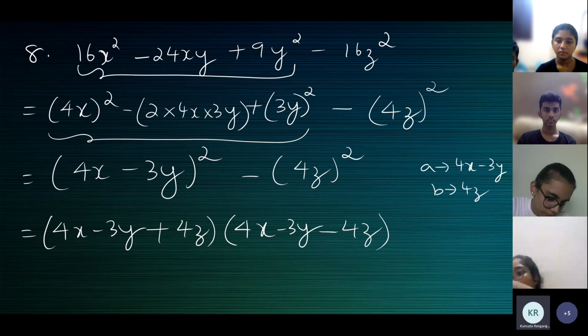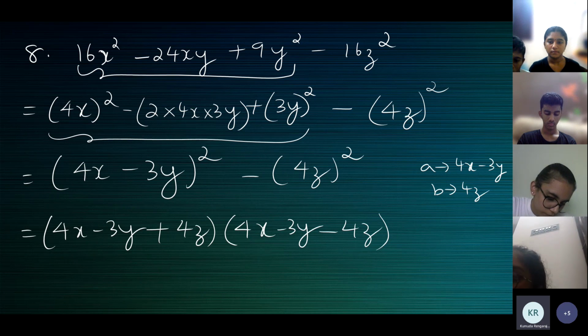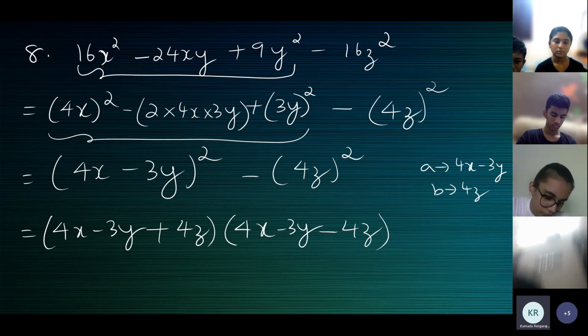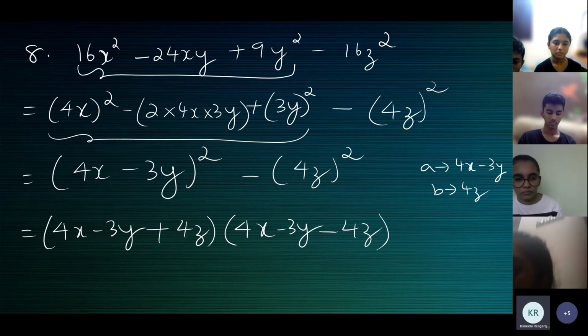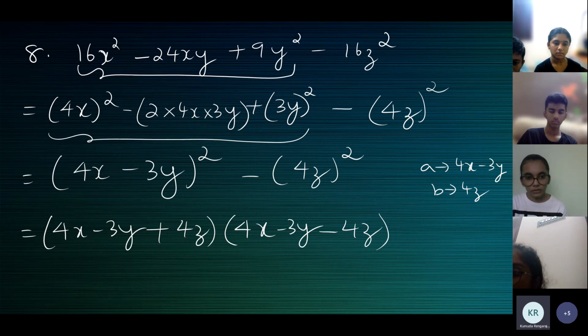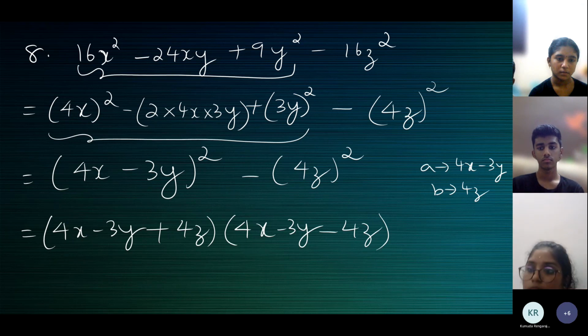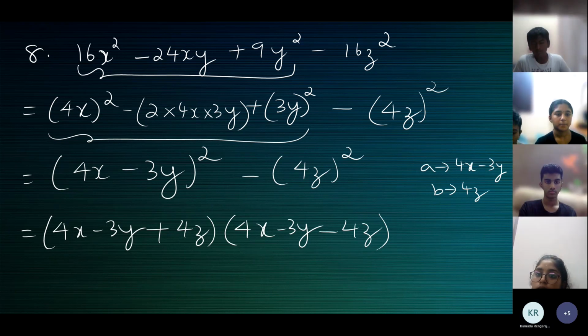See, when we have factorized, in the last step you can see two expressions as a product: 4x minus 3y plus 4z into 4x minus 3y minus 4z. So the given expression has two factors. They are the two factors of the given expression. All right, children, the sixth one alone we'll do in the next class.